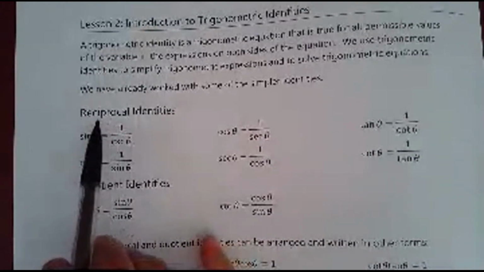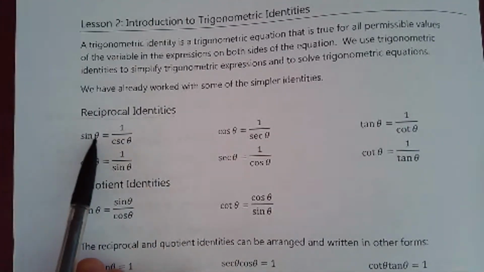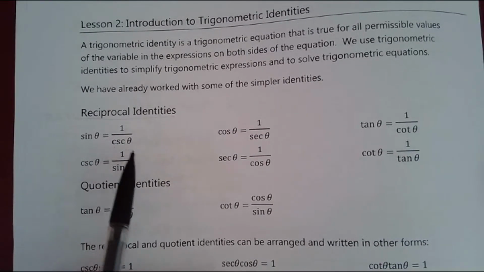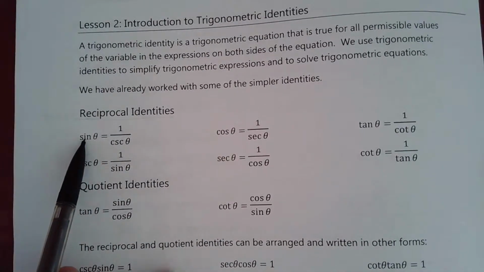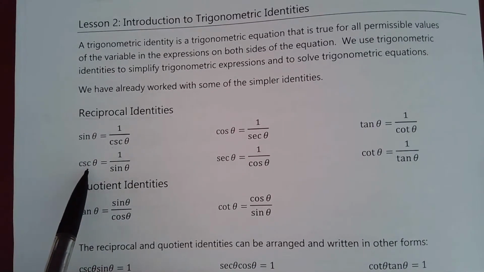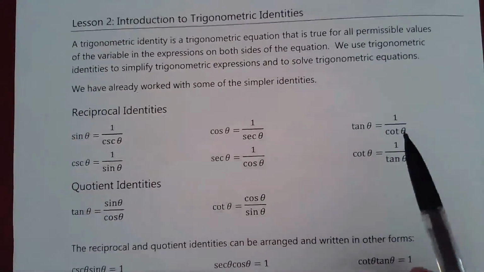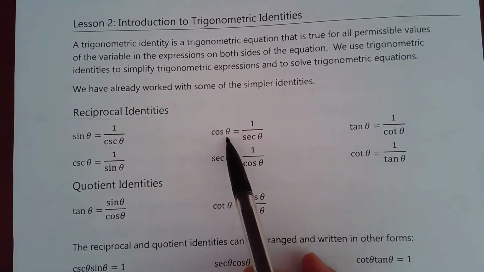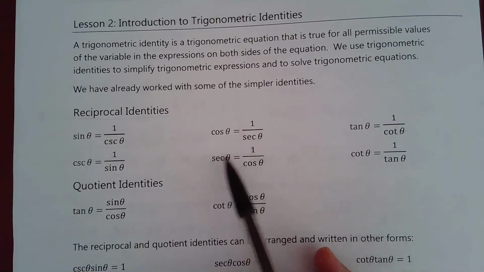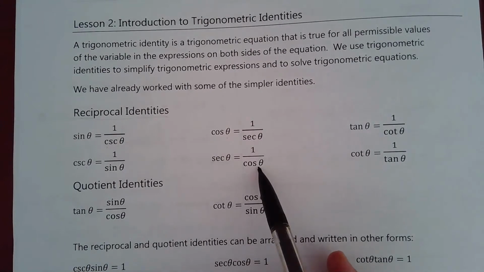These are the reciprocal identities, something that we've already seen. Sine theta is equal to 1 over cosecant theta, or we can say cosecant theta is the same thing as 1 over sine theta. Now let's take a look at cosine. Cosine theta is equal to 1 over secant theta, or secant theta is equal to 1 over cos theta.